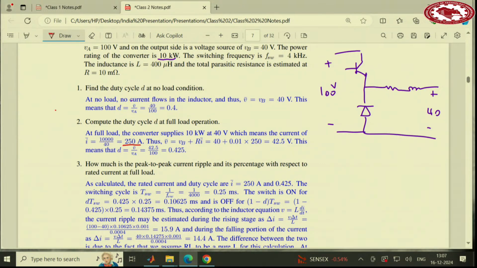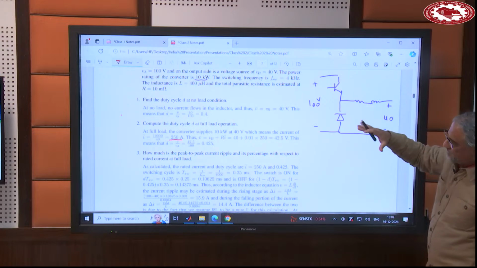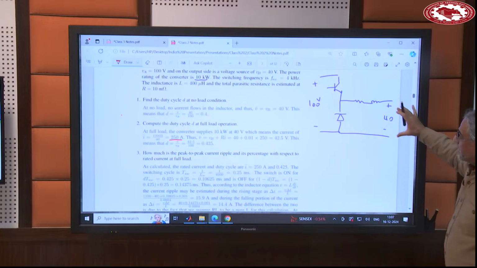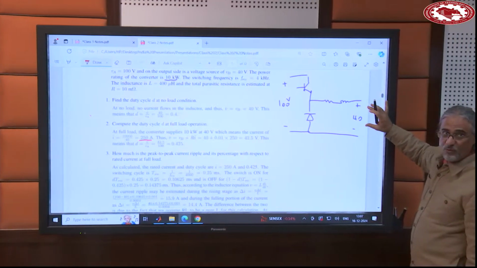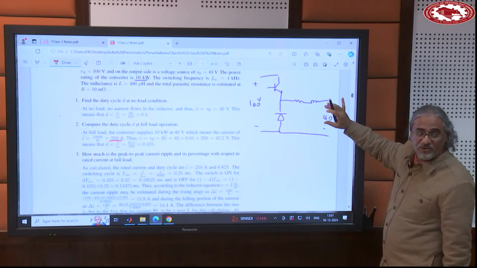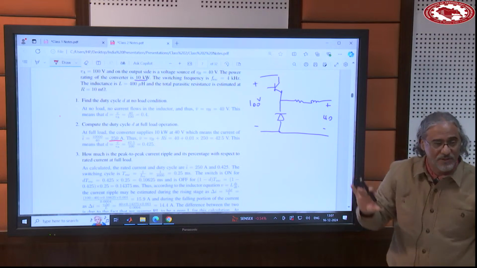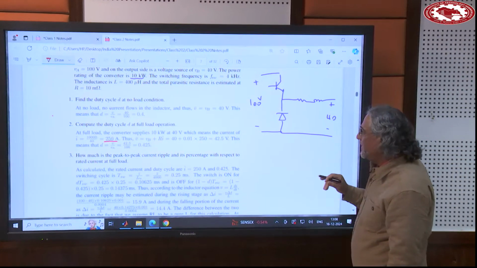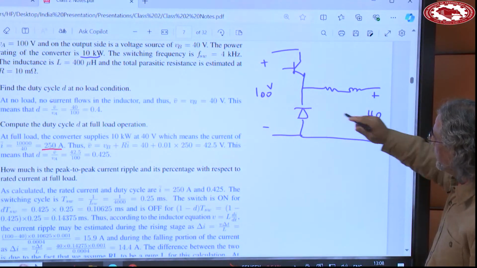Now you want a current of 250. See, this is a current control problem. It doesn't directly tell you, but it says I want to transfer 10 kilowatt at 40 volts. So that's how much current? 250. So I want to have 250 amperes current. It's a current control. Right? So current is 250. If I want to have 250 current, and here is 40, how much is the voltage here?